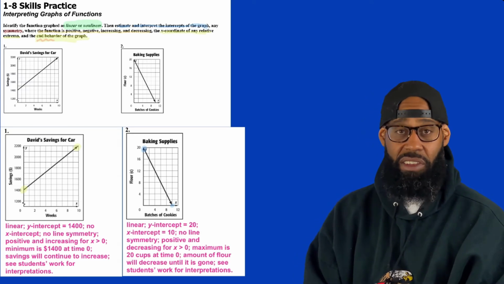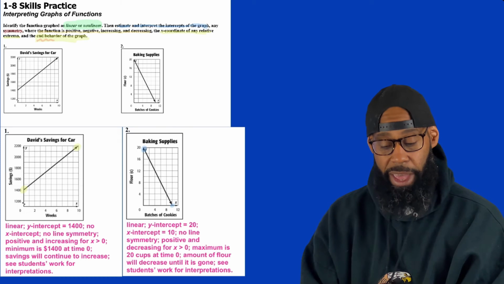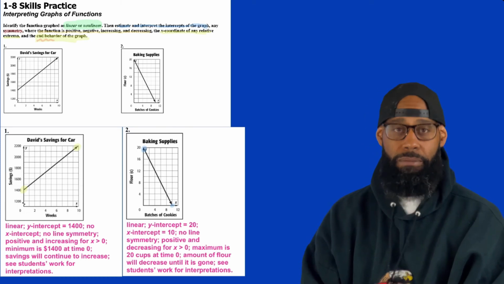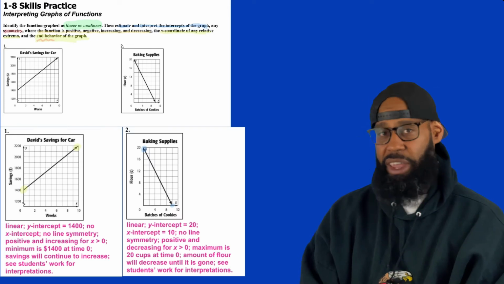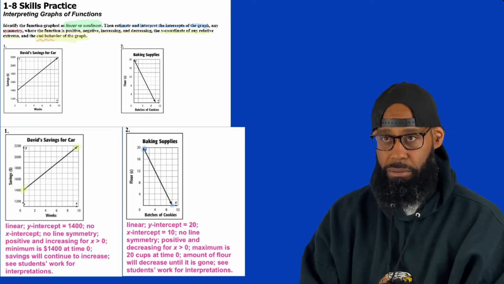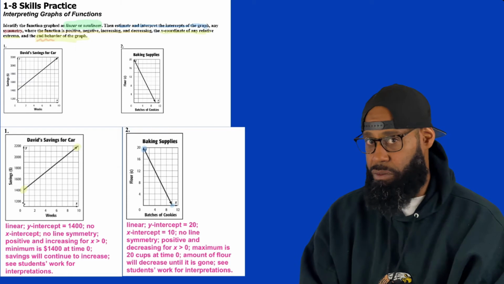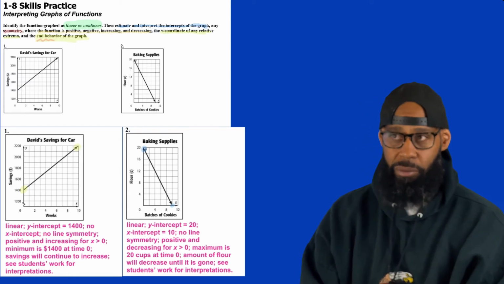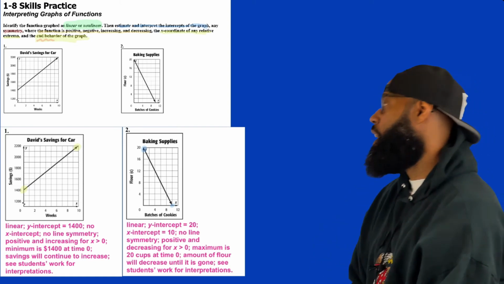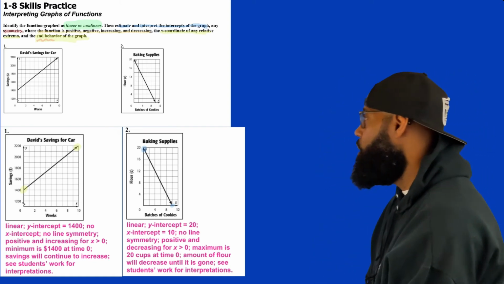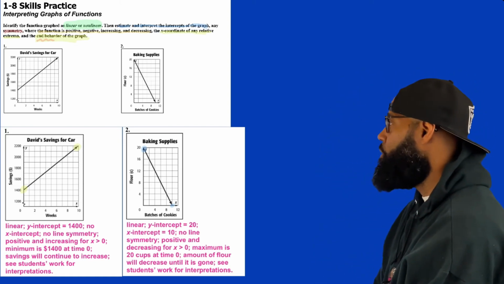What else do I see? I see the y-intercept, and the y-axis is flour, right? The x-axis is batches of cookies. So I can tell you how many batches of cookies I can get for how many cups of flour and all of that good stuff. So as we look at it again, guys, what are we trying to find out? Linear or non-linear? We got that. Yes, it is linear.